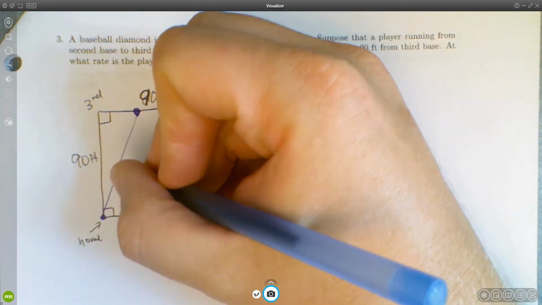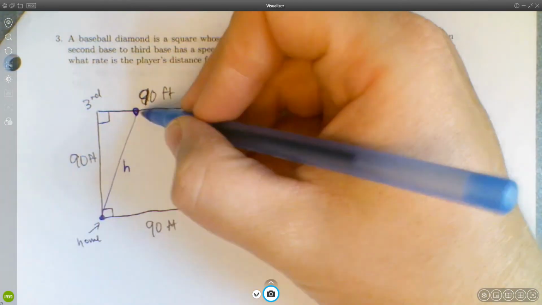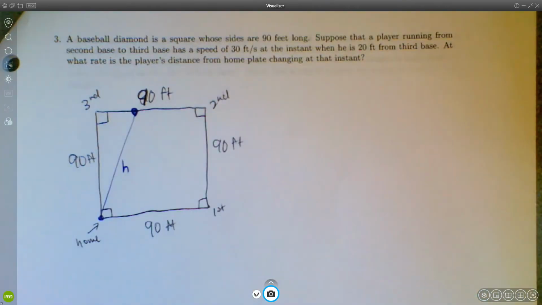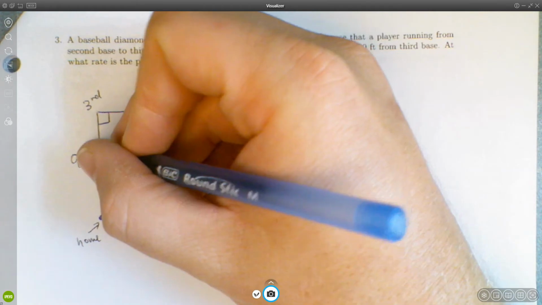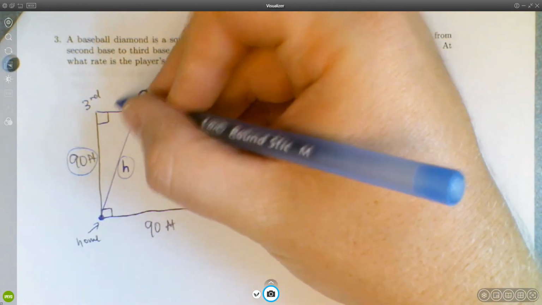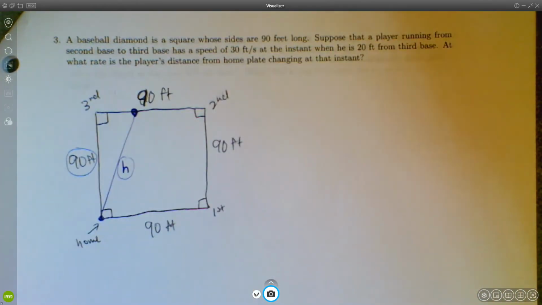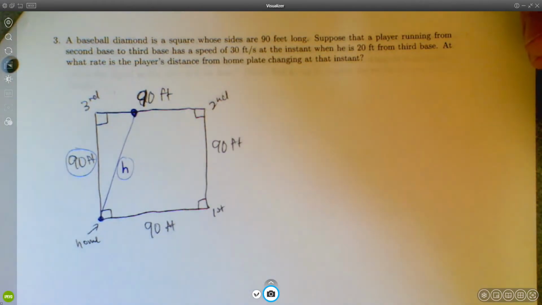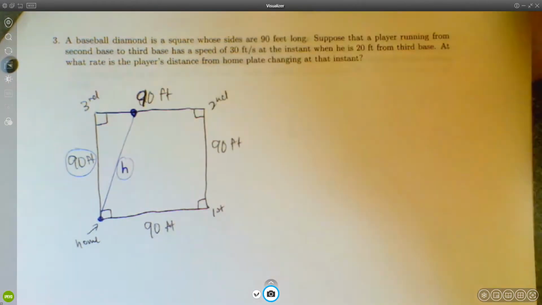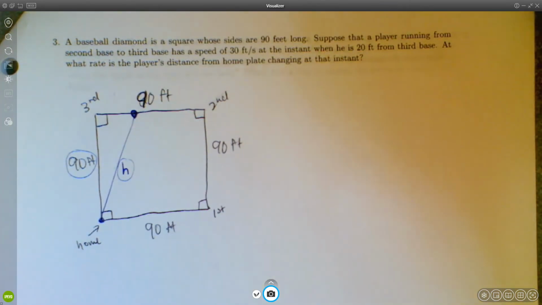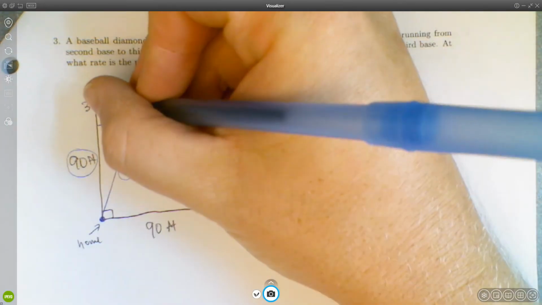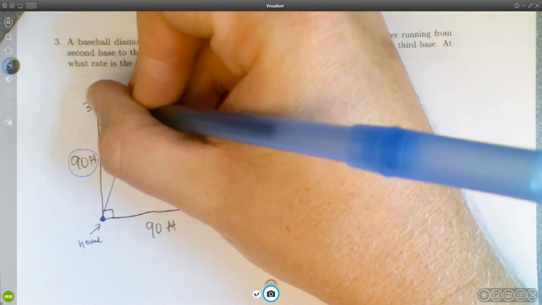I'm going to call this h, because it's the hypotenuse of a right triangle. So this side is h, this side is 90, and this side is, well, we're interested in how fast h is changing when this distance is 20 feet. But we can't plug in 20 yet. So I'll call this thing maybe a.